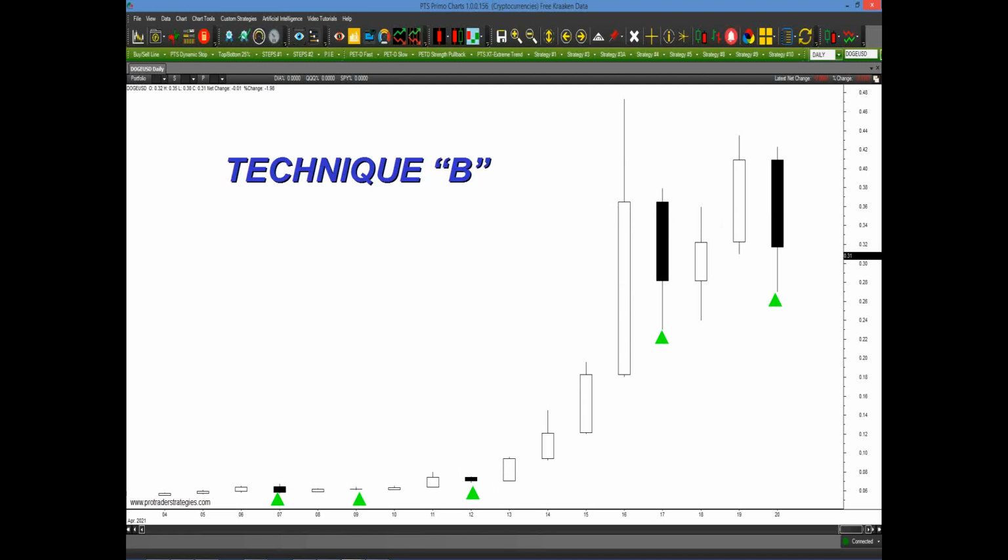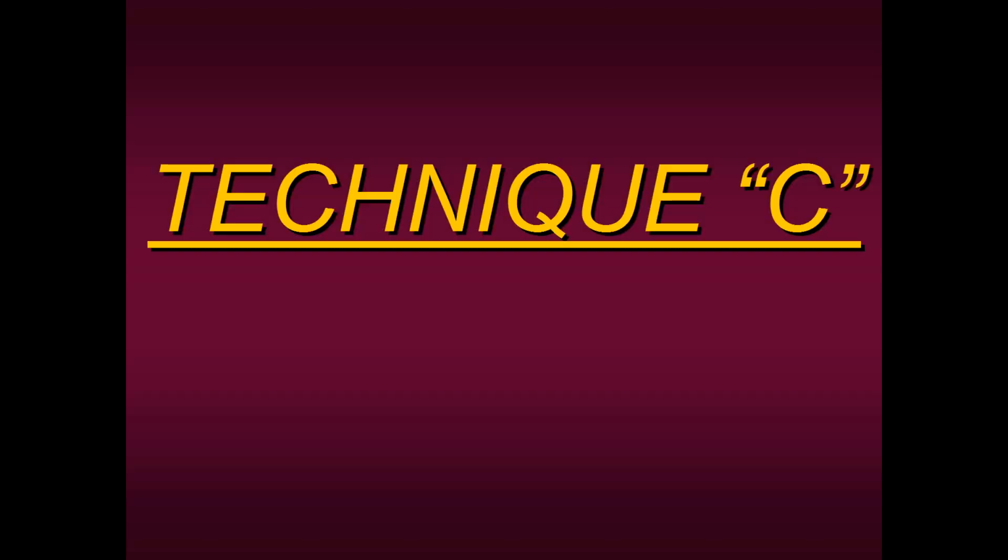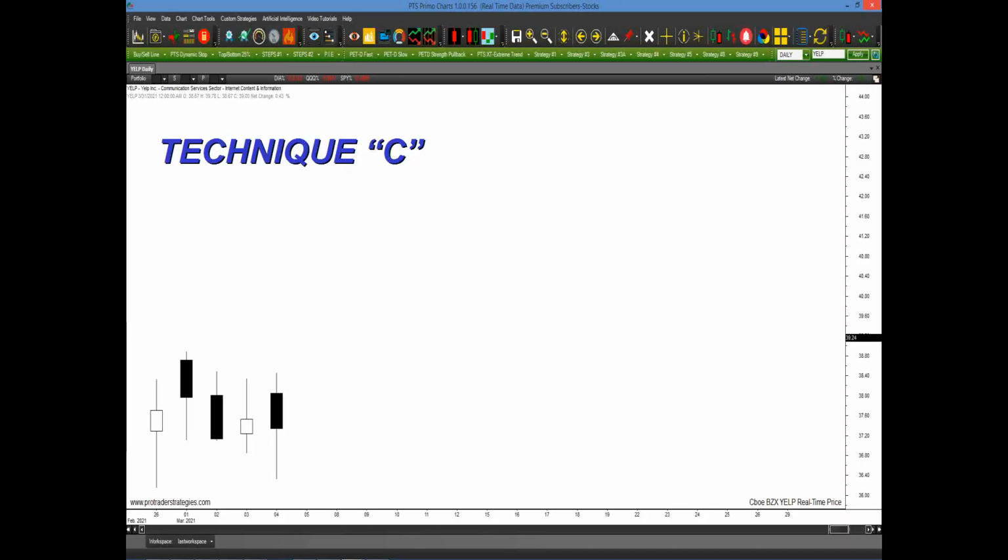Now, I'll go a little bit more into detail with technique C, all right? I'll give you a little sample of what it's based on. Technique C is based on a type of coiling or breakout, but a very quick breakout to the upside or downside. And let me show you what I mean here. As we look at this chart in Yelp, this is going back to March, about a month ago.